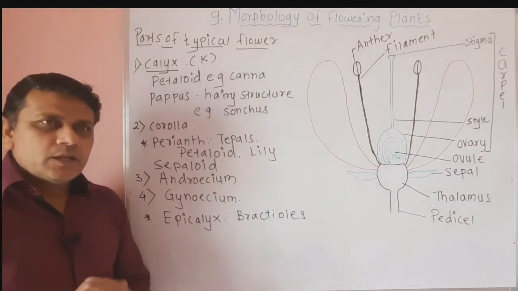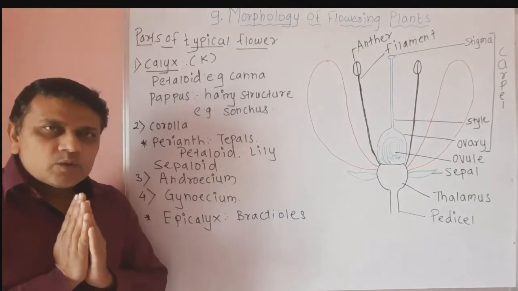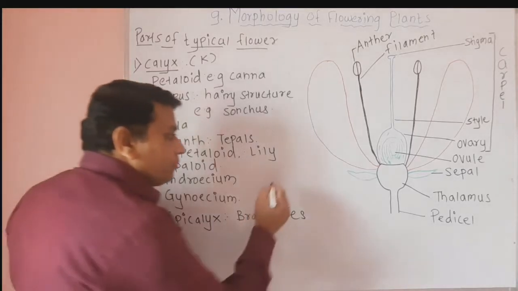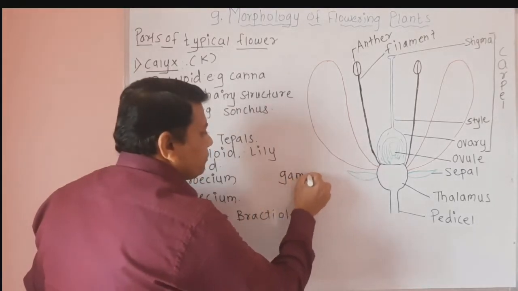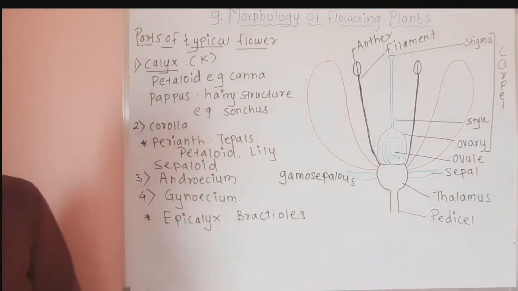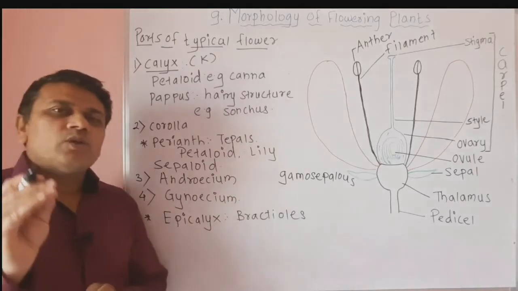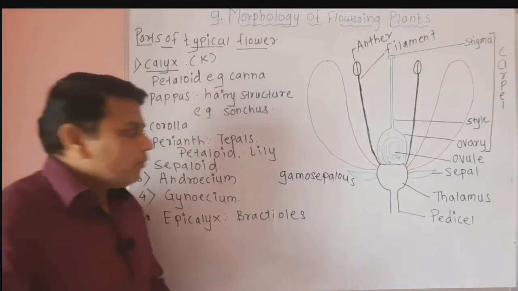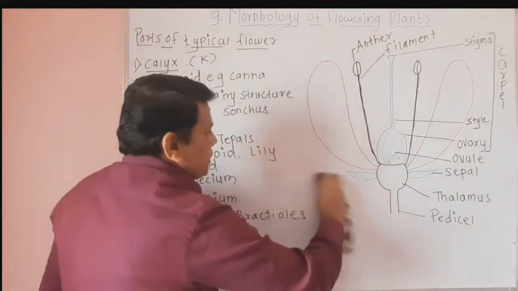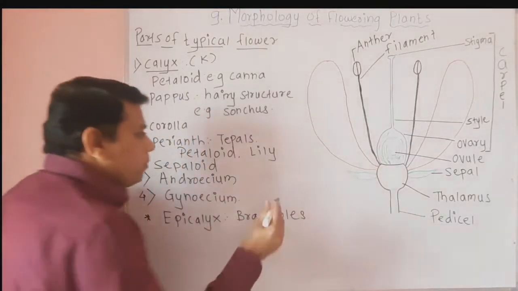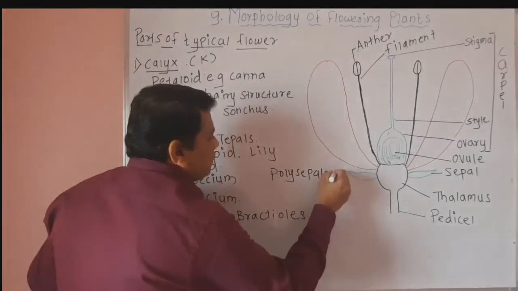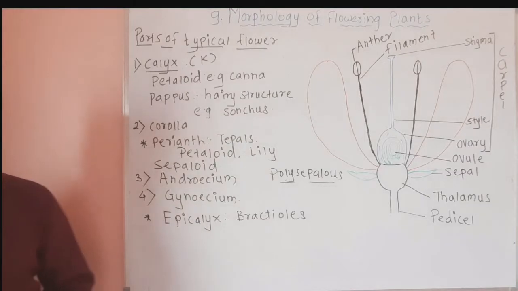Now in some plants, the sepals may be united. So when sepals are united, the calyx is called as gamosepalous calyx. An example of it is China rose or hibiscus. Similarly, when the sepals are free, such calyx is called as polysepalous calyx.